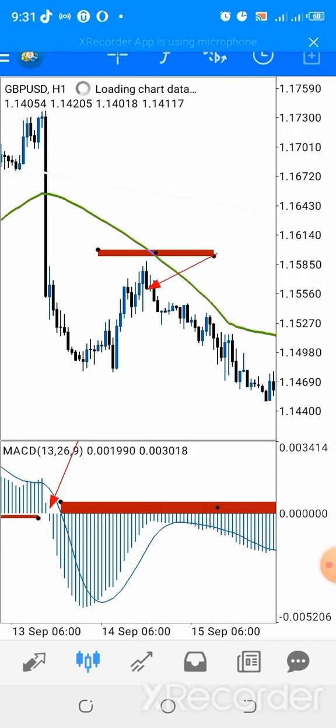Sometimes it happens it will touch the moving average, sometimes it doesn't. Because we are using the simple moving average, if you were using the exponential moving average, exponential would probably have touched here, because there are different methods. Price doesn't really touch the simple moving average so often. Maybe the smoothed moving average could have touched. So I don't know if you understand.